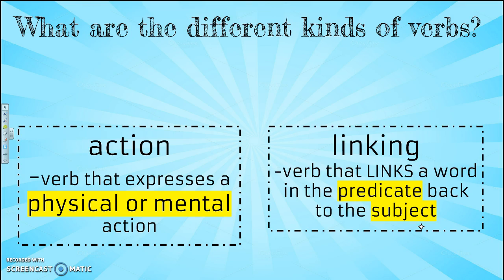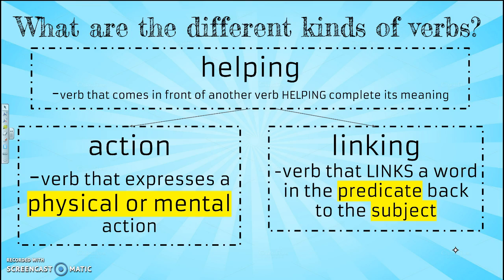Another type of verb is a linking verb, a verb that links a word in the predicate back to the subject. And we've talked about predicate adjectives and predicate nouns. The new kind of verb that we've been talking about, though, is the helping verbs. And helping verbs are verbs that come in front of another verb. And it could come in front of an action verb, or it could come in front of a linking verb.